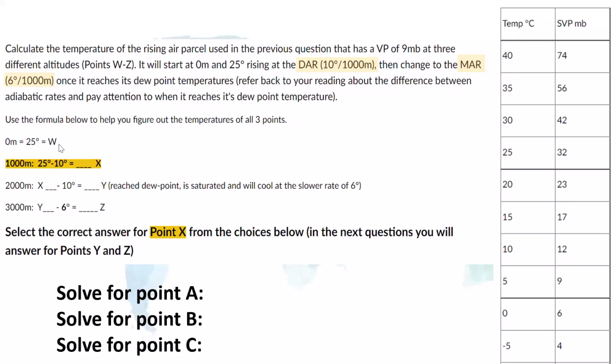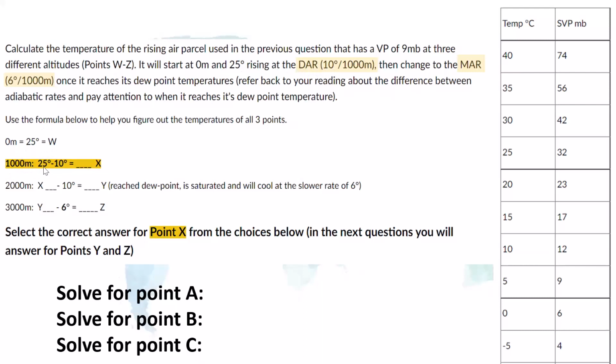So as our air parcel is rising in altitude, it is going to cool at different rates, and as soon as that air parcel hits 5 degrees, we know that it has become saturated because the amount of vapor pressure in that parcel is 9 millibars. So let's go ahead and get this started. We know that rising from 0 degrees up 1,000 meters, our air is dry, so we are going to use our dry adiabatic rate.